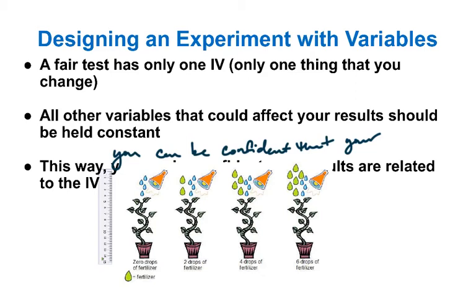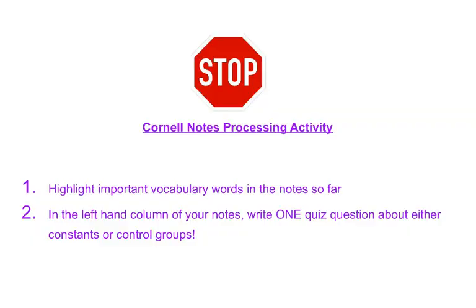So, I think I have covered pretty much everything. Let's see. This is the end of our section. You have 2 processing activities. Number 1, highlight important vocabulary words in the notes so far. And number 2, in the left-hand column of your notes, write 1 quiz question about either constants or control groups.